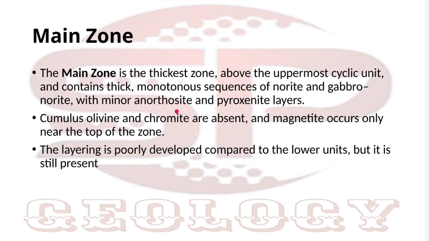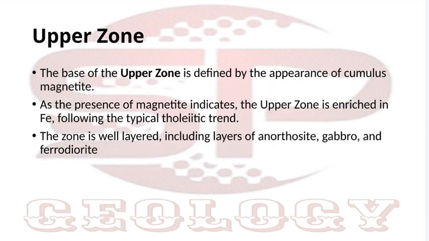Then your main zone comes. The main zone contains a monotonous sequence of norite and gabbro. Cumulus olivine and chromite are absent, magnetite occurs only near the top of the zone, so layering is poorly developed in the main zone. The upper zone is the appearance of cumulus magnetite. You only need to write that the upper zone is the appearance of cumulus magnetite. The zone is well layered, including layers of anorthosite, gabbro and ferrodiorite.